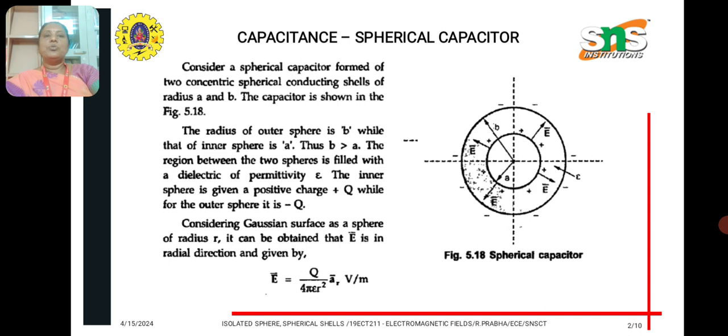In between the two spherical shells, a dielectric material having the permittivity epsilon is filled, and the inner sphere has the positive charge plus Q, and let the outer sphere have the negative charge minus Q. So considering the Gaussian surface as a sphere of radius r, we can write the electric field expression in radial direction as E equals Q by 4 pi epsilon r squared aR volts per meter.